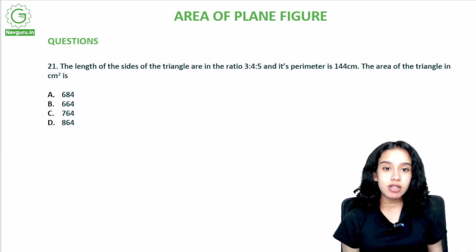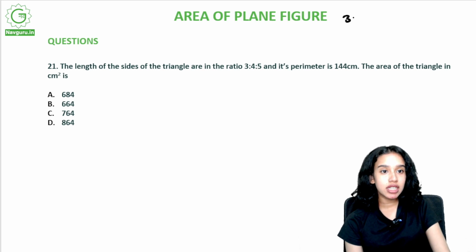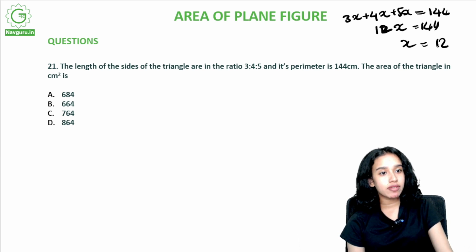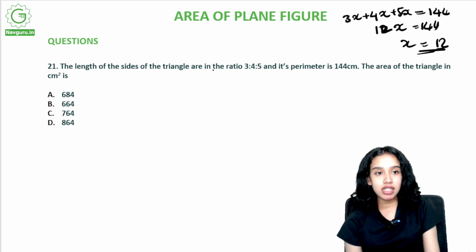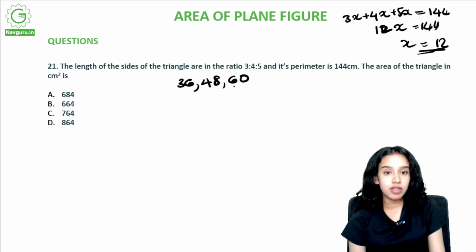The lengths of the sides of the triangle are in the ratio 3:4:5 and its perimeter is 144 centimeters. The area of the triangle in centimeter square is? So we have 3x plus 4x plus 5x, which are the three sides of the triangle, equal to 144. So we get 12x is equal to 144. Now x is equal to 12. So what are the sides of the triangle? It's 3 into 12, which is 36, 4 into 12 is 48 and 5 into 12 is 60. So these three are the sides of the triangle, right?